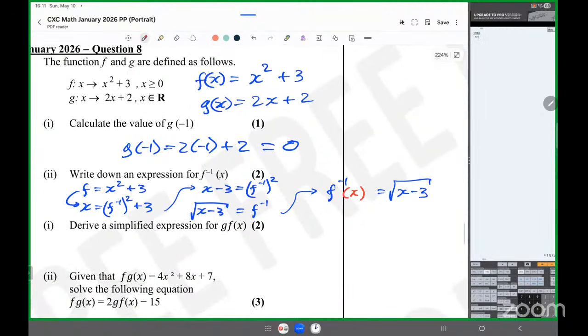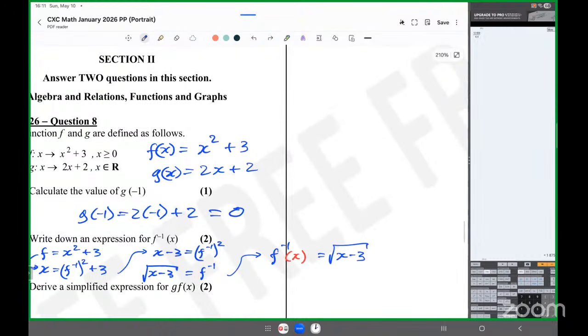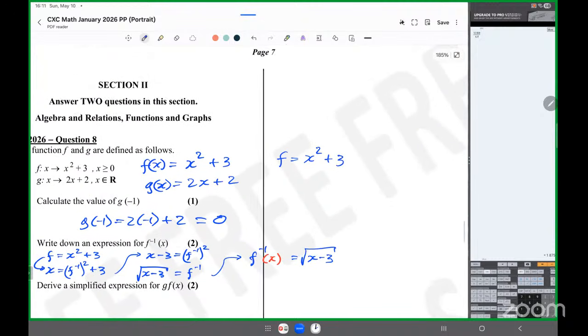All right, that's it. Then they want us to find g of f of x. That means f into g, right? Let's do it right here. We have f equals x squared plus 3, and we have g equals 2x plus 2. So g of f of x means we're taking all of this f and putting it into the g, right where the x is. That's f into g. That's what we're constructing right now.